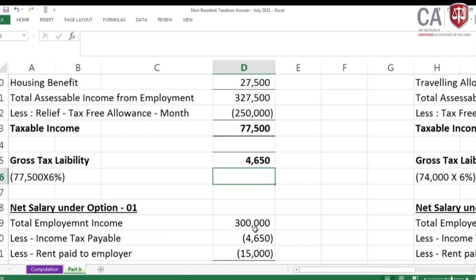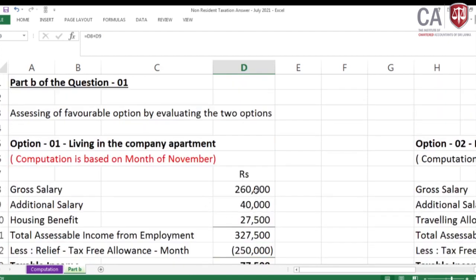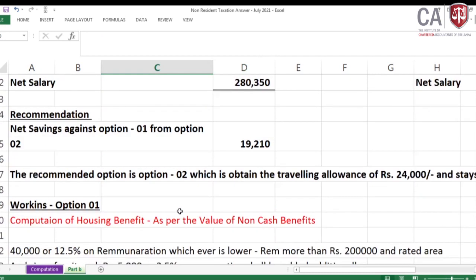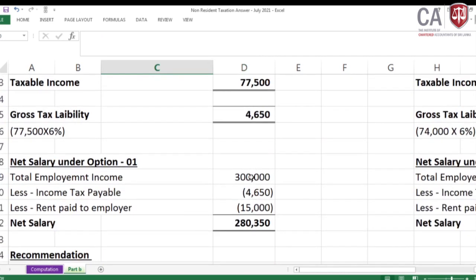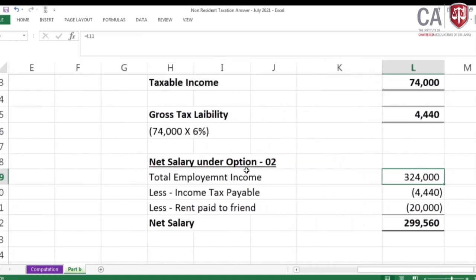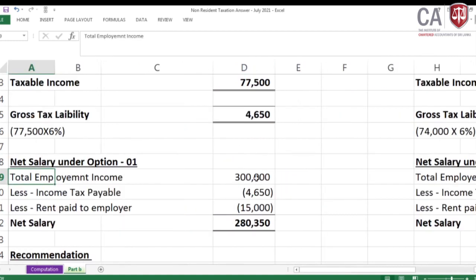Then total employment income, only on the cash basis, is 300,000, because I have not taken the non-cash things. Here you don't have non-cash benefits, all are cash benefits. For comparison to be done in an equal manner, I have not taken non-cash benefits. If you really need, I will write that this is on a cash basis, only the cash benefits.